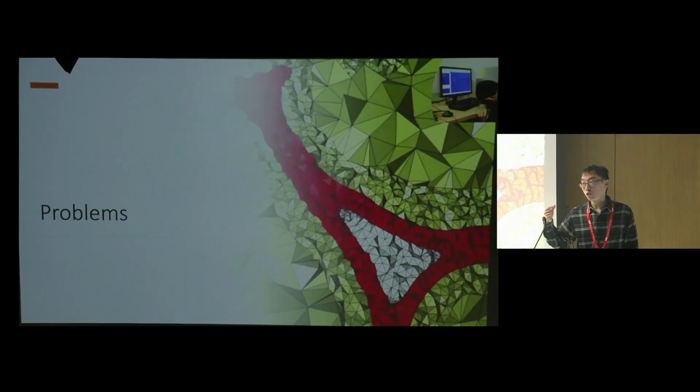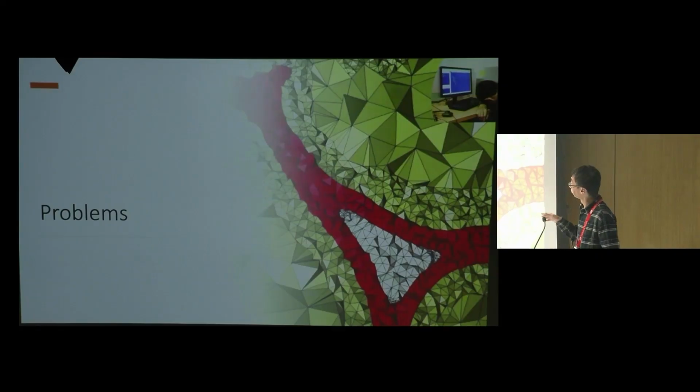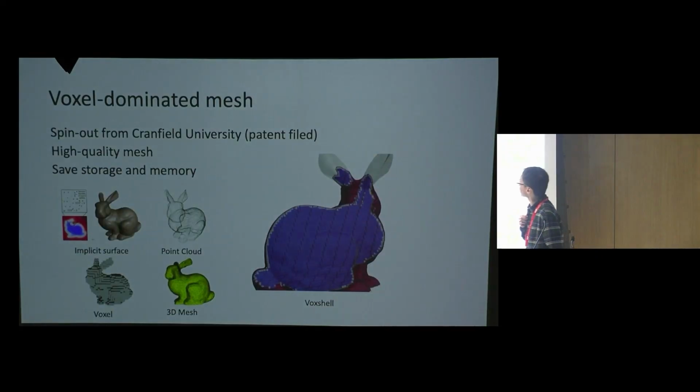And sometimes we have some local stresses which are not real in these coordinates, and that is the main problem we can solve. So our solution is here. We provide a voxel-dominant mesh.